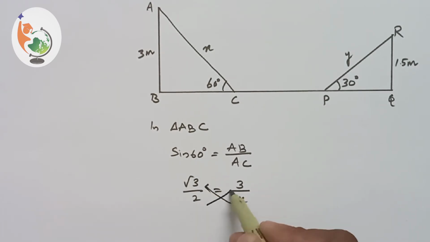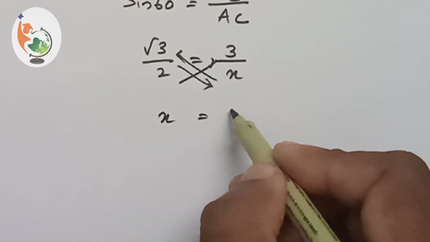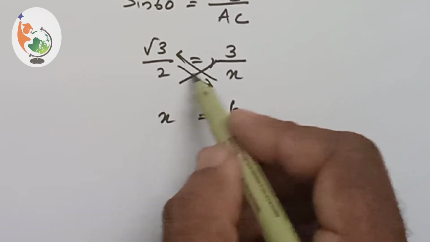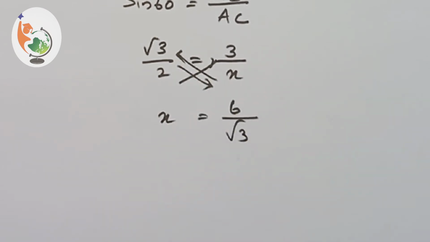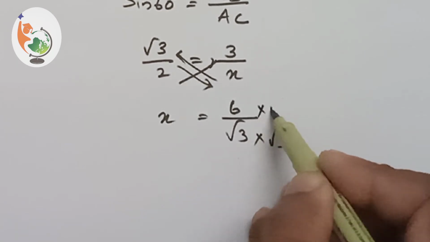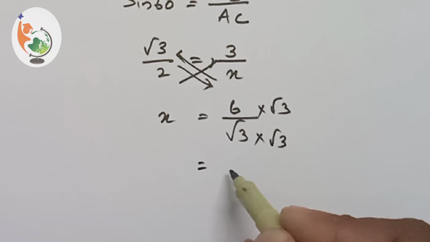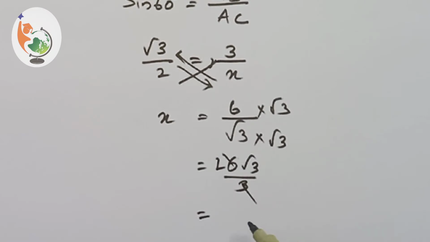When we cross multiply, X is equal to 3 into 2, 6 by root 3. That means when we rationalize, 6 root 3 by 3 is equal to 2 root 3 meter.